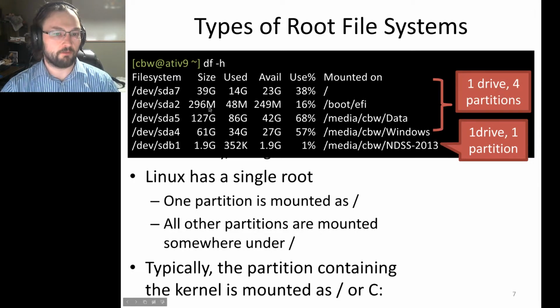We also have SDA5 mounted on media CBW data. We have SDA4 mounted on media CBW Windows. I bet that's his Windows partition. And then we have dev SDB1, which is a different disk mounted at media CBW something. I don't know what this is, but it could be another hard disk. It could be like a DVD that was only formatted for 1.9 gigs. It's a second disk.